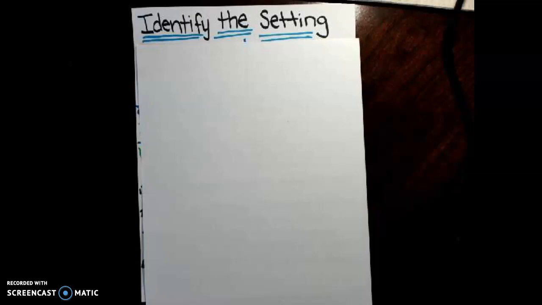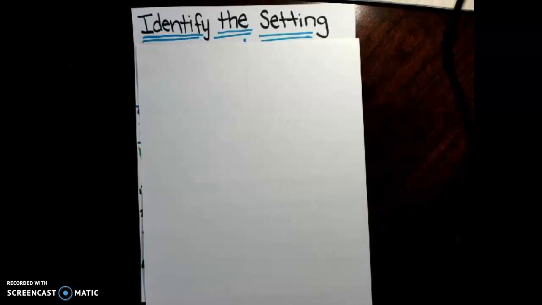Today we're going to be talking about fiction setting. Okay, so identifying the setting. The setting is where and when a story takes place. Knowing the setting of a story can help readers understand the characters and events, explaining many of their actions and thoughts.